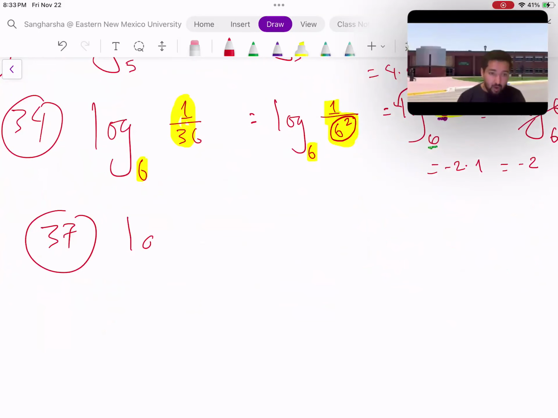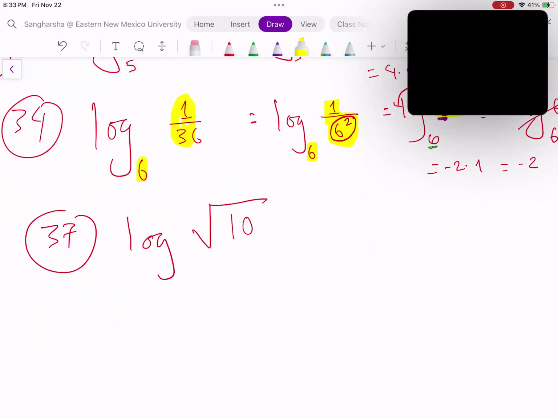So we have log of square root of 10. Now, what is the base for this log? It does not mention here, right? Now, what does that mean for us? All right, I thought this was 4.4.